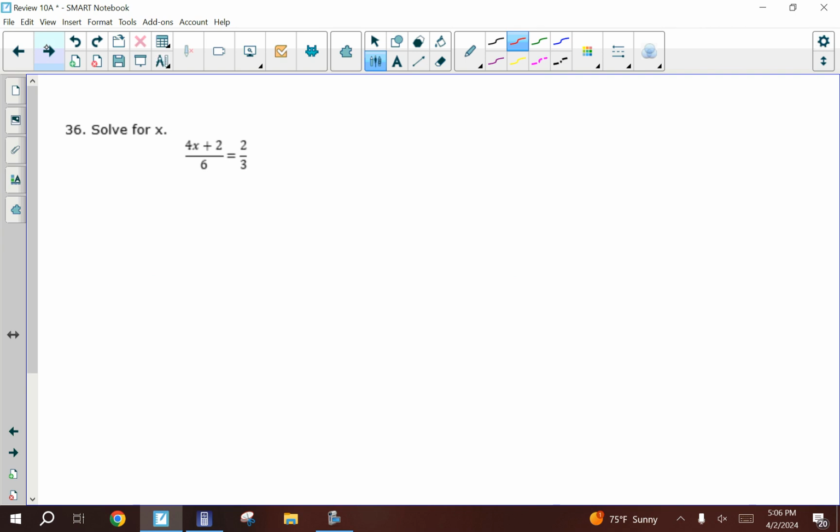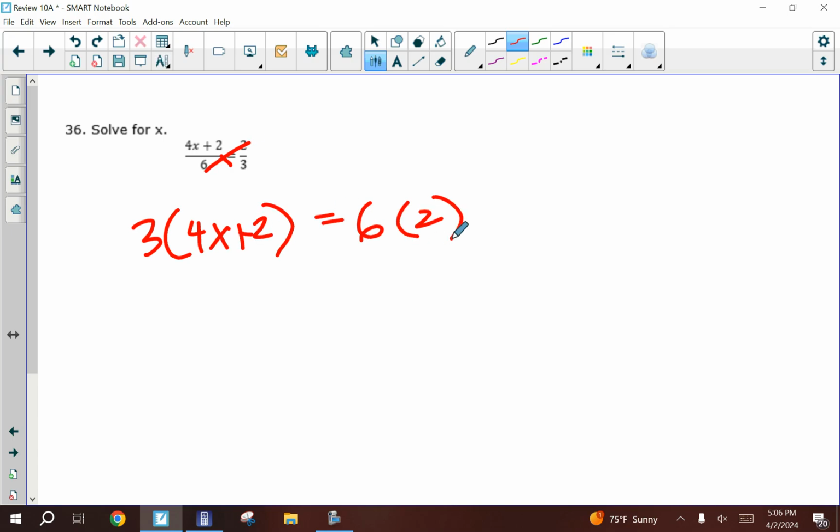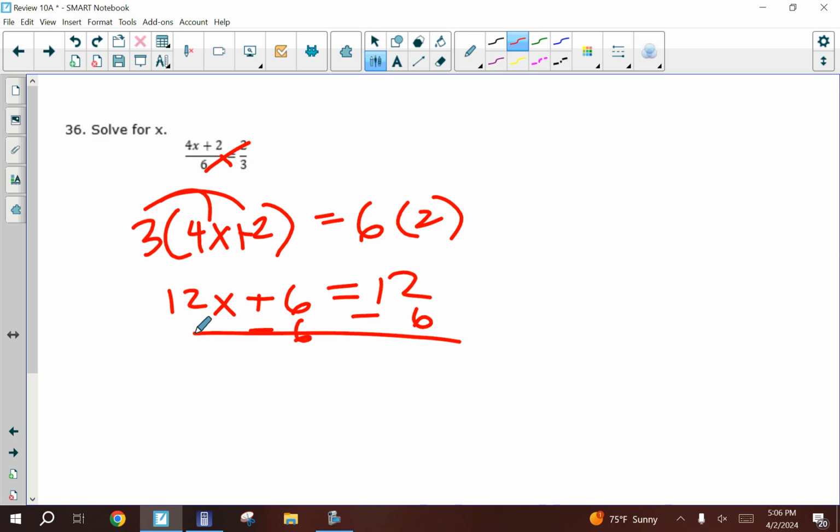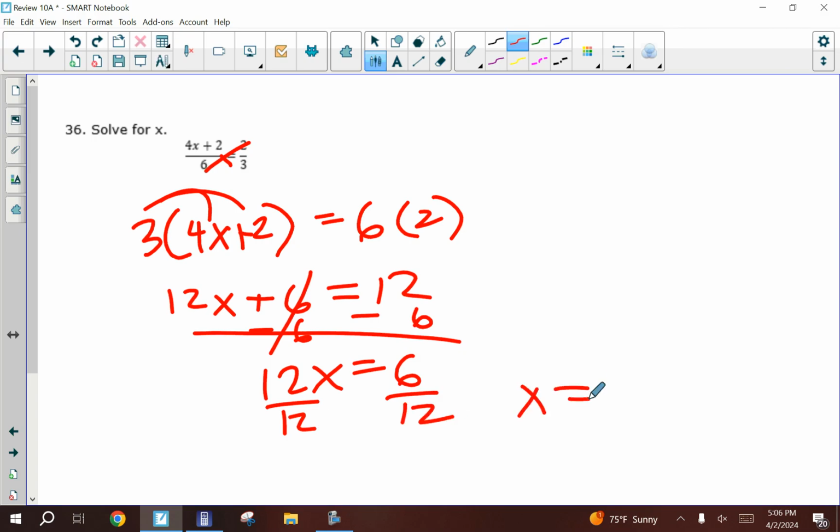Last one is solve for x, so we're going to cross multiply this bad boy. So 3 times 4x plus 2 equals 6 times 2. So we'll distribute that. So that's 12x plus 6 equals 12. Subtract 6 from both sides. So we get 6 equals 12x. Divide by 12. And be careful here, guys. Anytime that bottom number is bigger, your answer is going to be a fraction. Always double check fractions in the calculator.